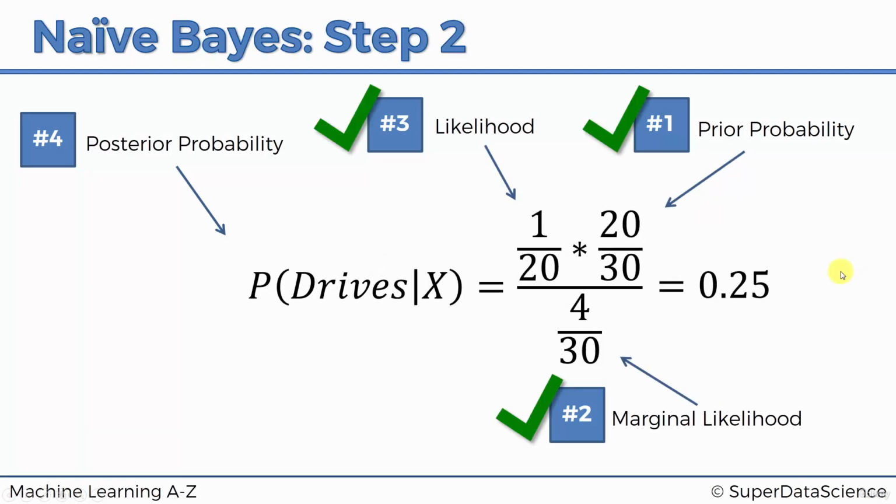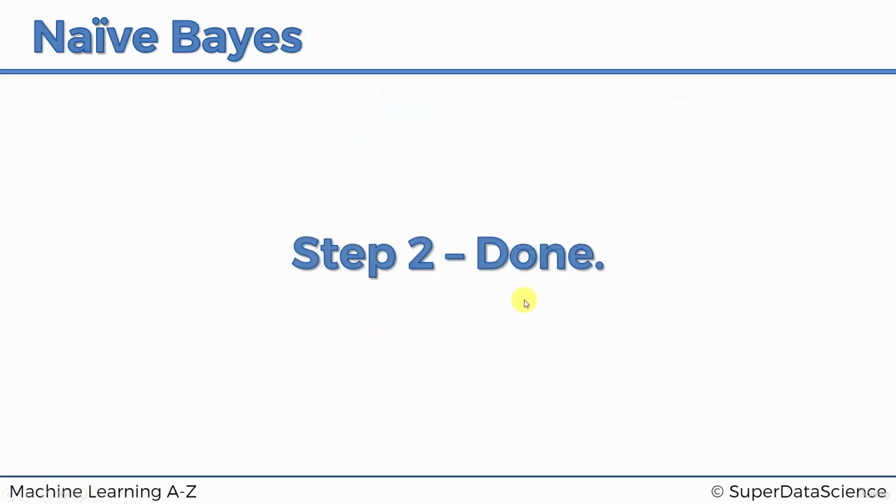So the result is 1/20 for likelihood, or let's start from the right. Prior probability is 20/30. Marginal likelihood remains unchanged, 4/30. Likelihood changes to 1/20. So the probability of somebody who exhibits features X being a person who drives to work is 25%. So that was step 2.